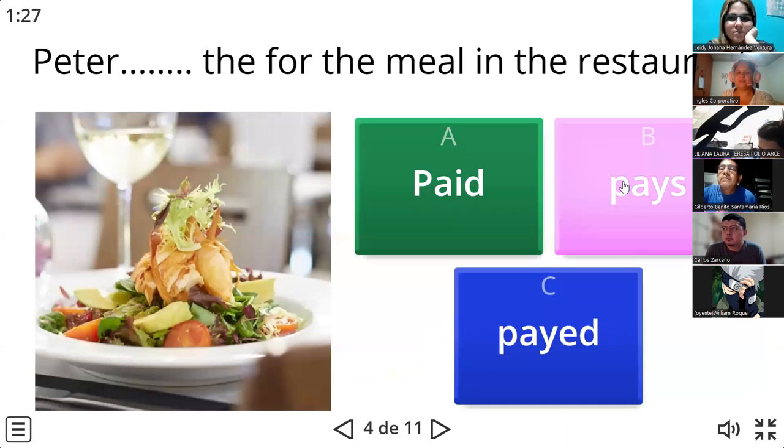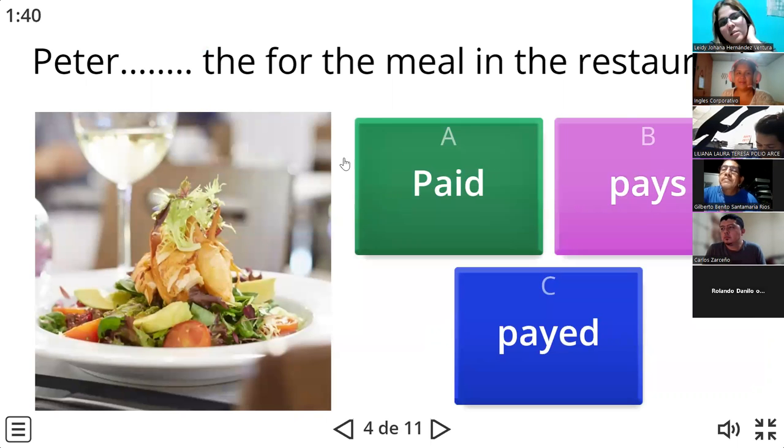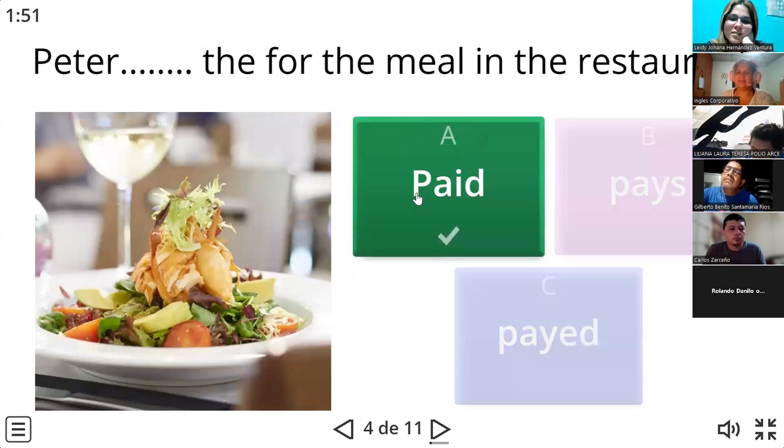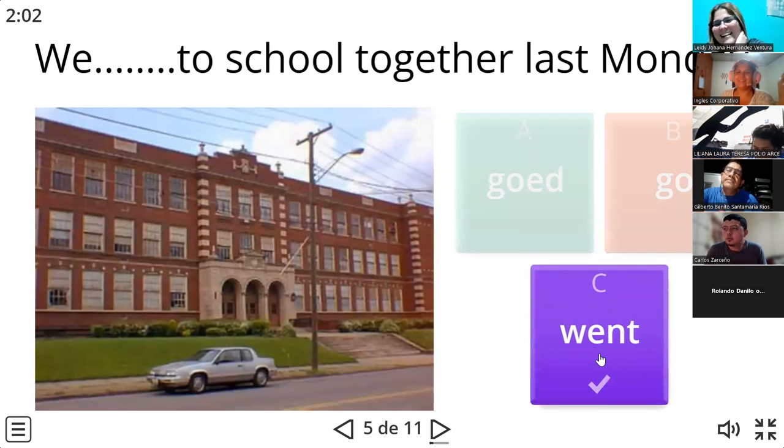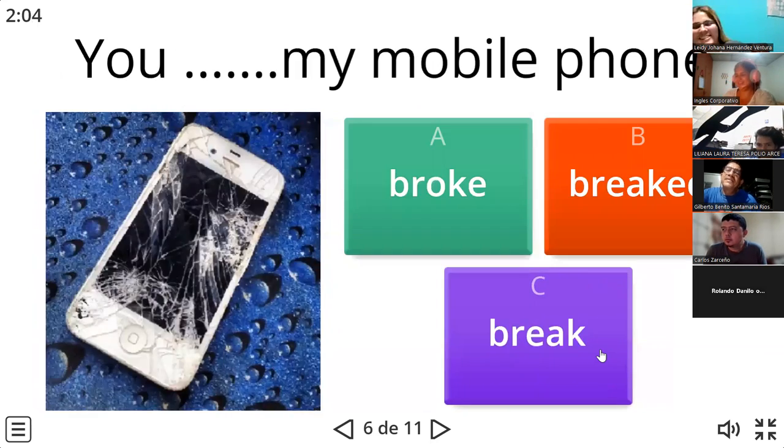Very good. Okay, Peter. Paid. Letter. Remember that we are using the past tense. ¿Cuál es el pasado de pay? Letter A. Okay. Paid. Okay, for the meal. We went together last Monday. Teacher went.